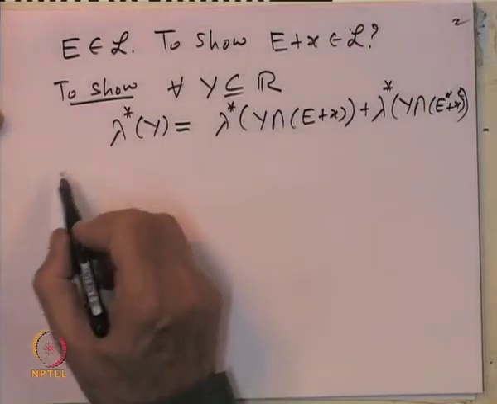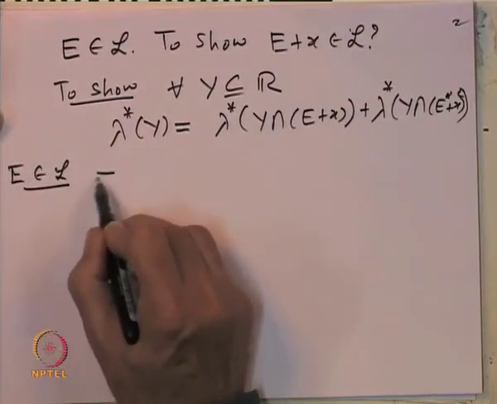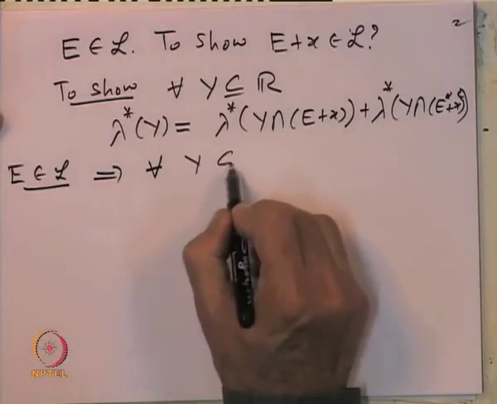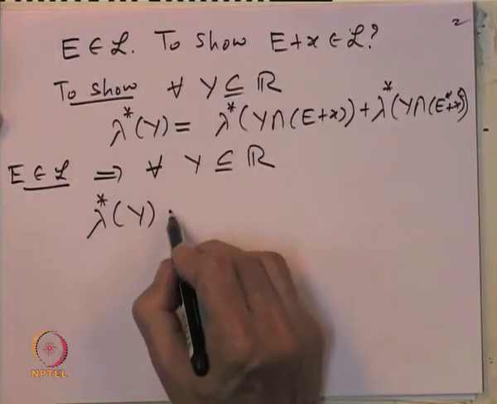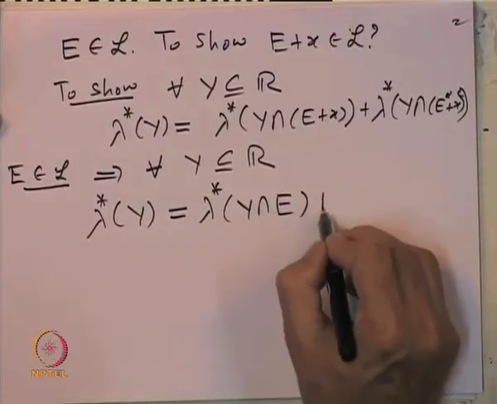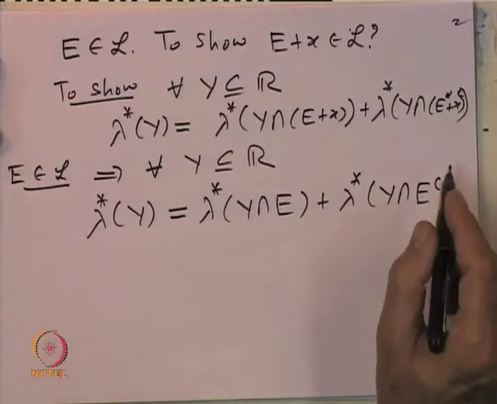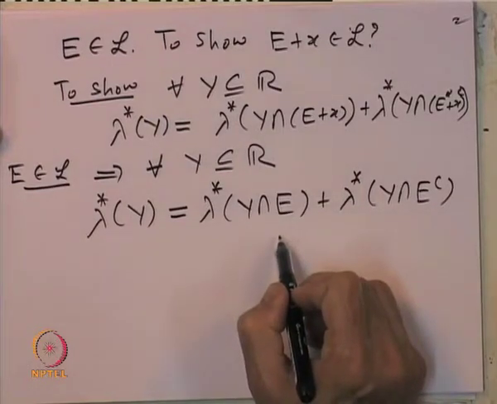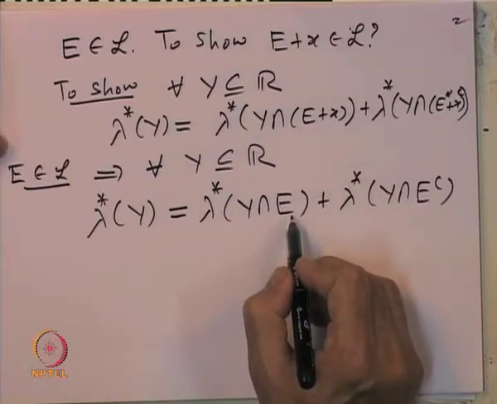Now, let us start by observing that we are given that E is Lebesgue measurable. So, E Lebesgue measurable implies for every subset y of the real line, the Lebesgue outer measure of y is equal to the outer Lebesgue measure of y intersection E plus the outer Lebesgue measure of y intersection E complement. Now, our aim is to transform this E to E plus x. That means we should be looking at the properties of the outer Lebesgue measure of a set in terms of translation.